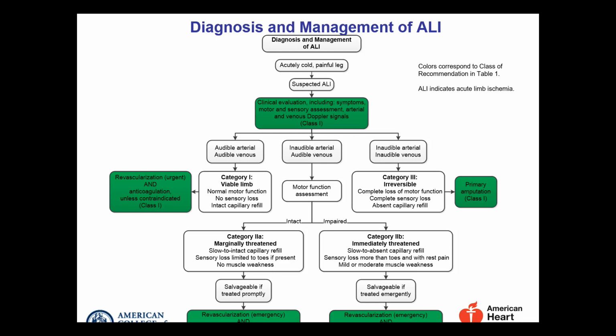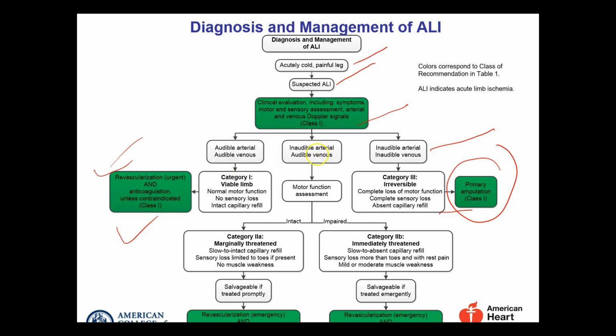And this is the diagnosis and management. Someone comes in with a painful leg, you suspect acute limb ischemia, you're going to do your clinical evaluation, check the motor, sensory, and Dopplers. If the Doppler signal is inaudible and they have complete loss, that's usually amputation. So that's over here in this section. If you can hear it and they have a viable limb, everything seems pretty normal, you want urgent revascularization and anticoagulation.